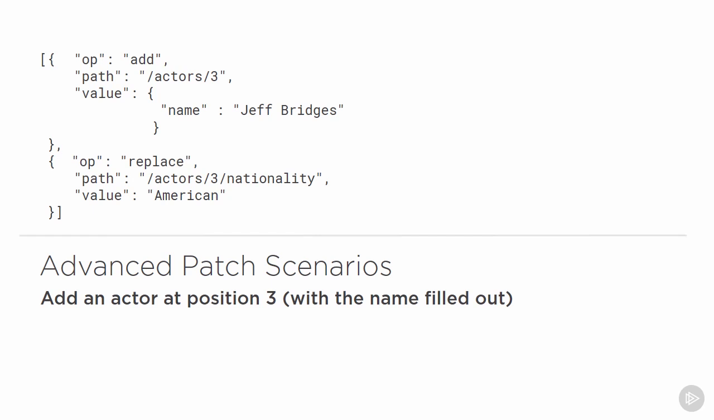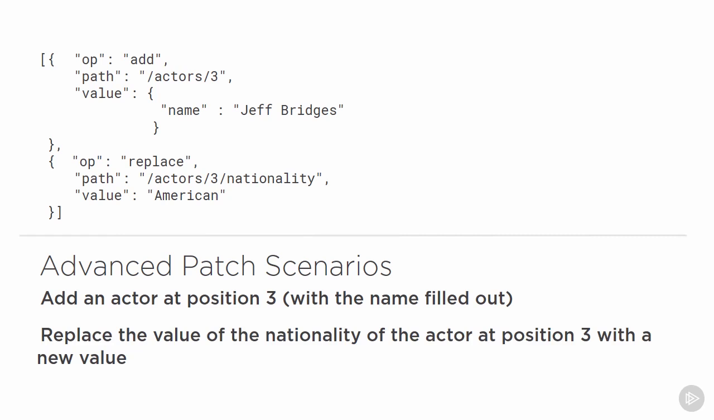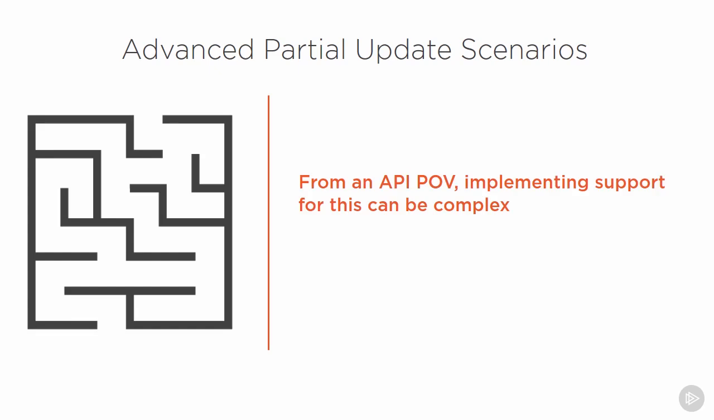Now, imagine that such an actor has a property nationality. We could replace that by a new value by accessing the correct actor from the actors array. So, it's a really powerful standard. Yet, from an API point of view, implementing support for this can get pretty complicated pretty fast.